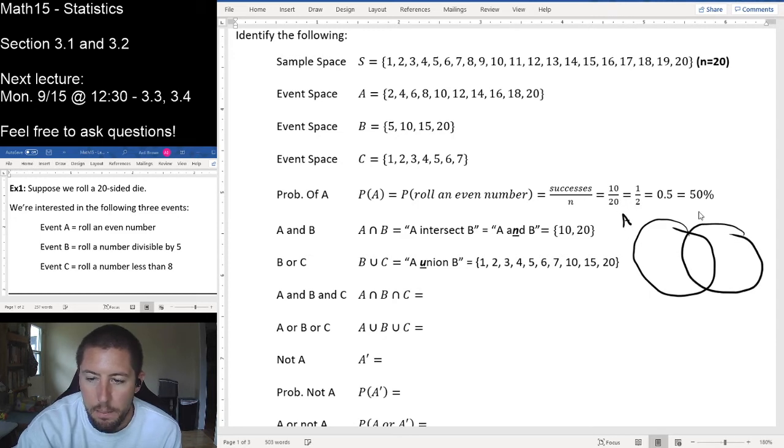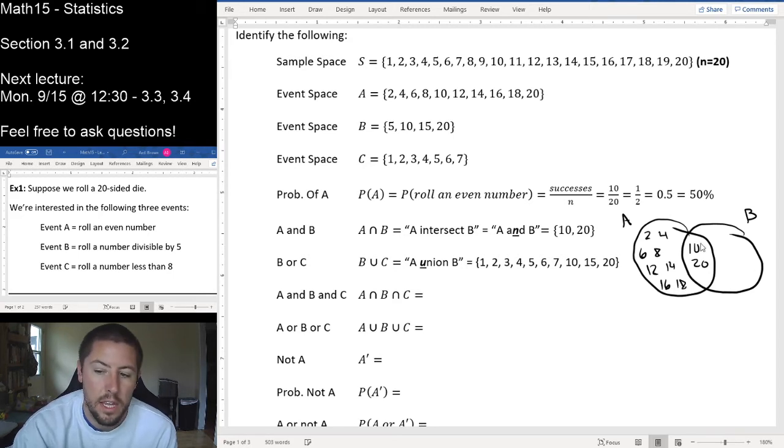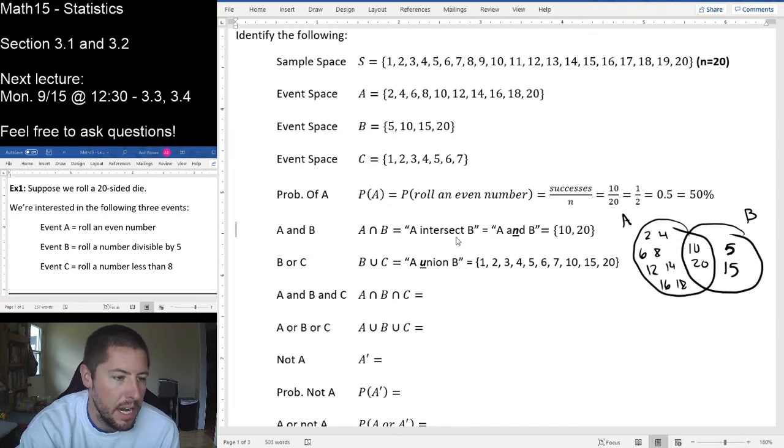So if this is our A and our B Venn diagram, then what you should notice is that A has all of our evens, B has all of our numbers divisible by 5, and A and B is what's in the middle. So 10 and 20 fall into both. But 2, 4, 6, 8, 12, 14, 16, 18 fall only into the A part of the Venn diagram. 10 and 20 certainly belong in circle A, but they also belong in circle B. So 5 and 15 are over here. You should notice that this is the and part in the middle. The and happens where the intersection is between A and B.